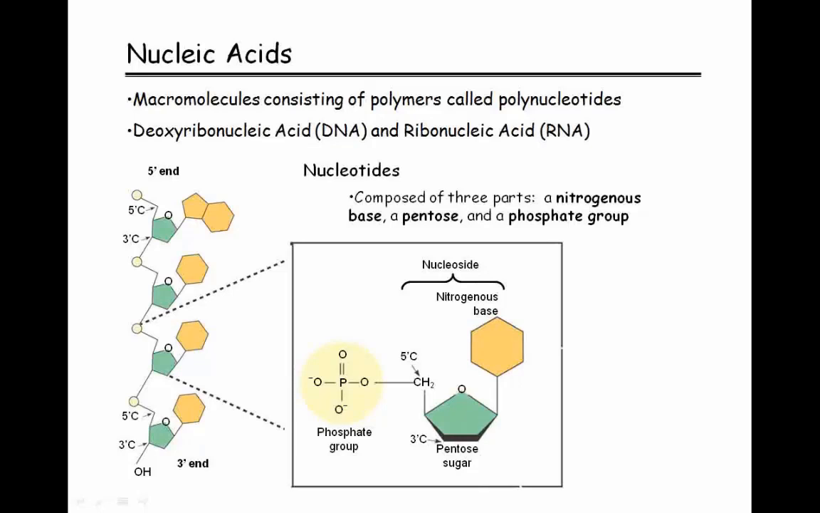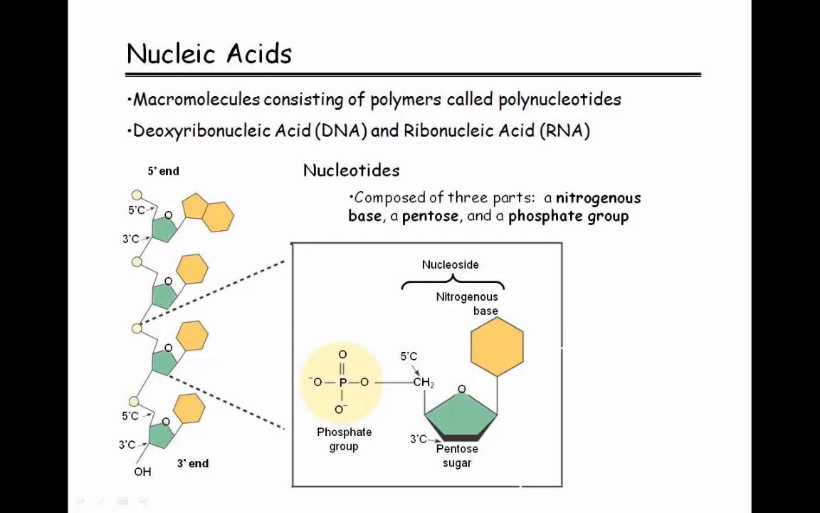Now we'll look at those parts in a little more detail in just a moment, but we do want to point out that there are two different types of nucleic acids that you can find inside cells, and that's deoxyribonucleic acid, otherwise known as DNA, and then we also have ribonucleic acid, which is RNA. The two are very similar to each other in structure, but they do play very different roles inside the cell.